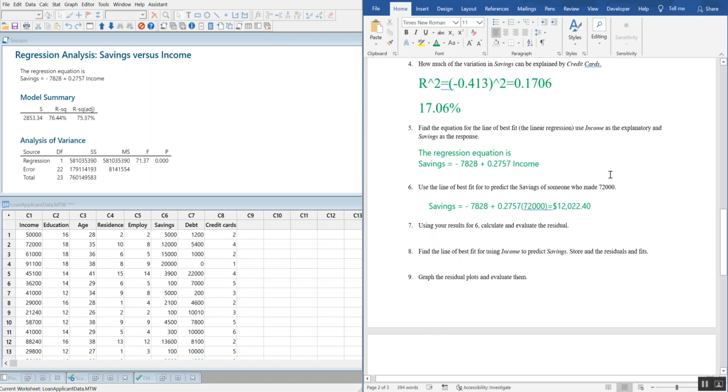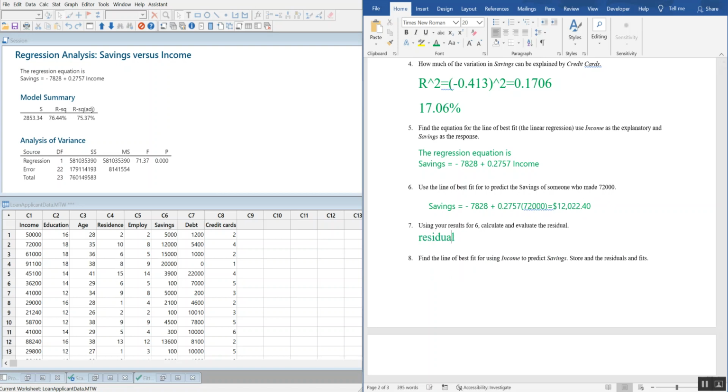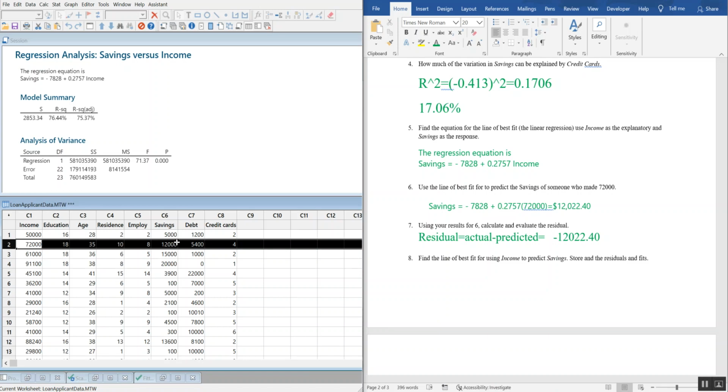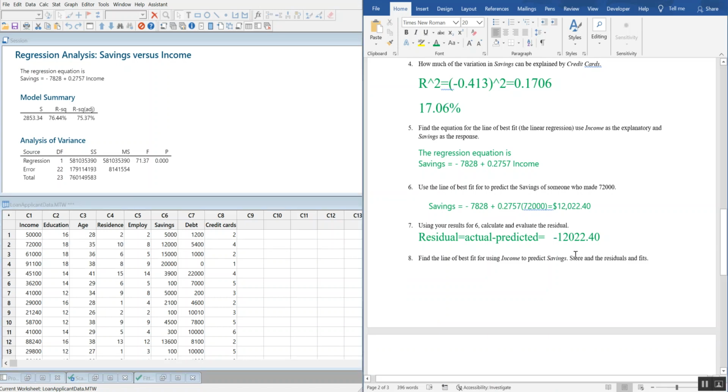Okay, so using my results for number 6, calculate the residual. I've got the prediction, so I need the actual value to do the residual. Just a reminder, residual is always actual minus predicted. So our predicted Y is the one we know, and that's the $12,022.40. And then I need the amount they actually saved. So you go over to your data and you find the row where the person makes 72,000. There's their income. Their savings during that was actually 12,000. So my model wasn't too far off with that.